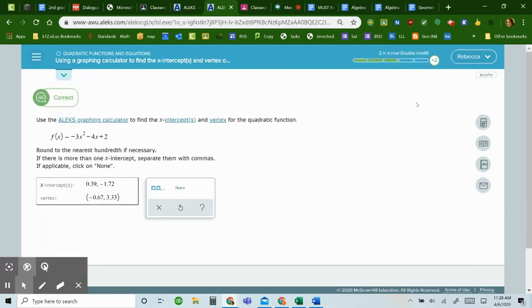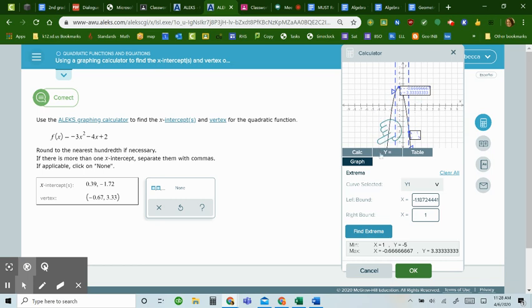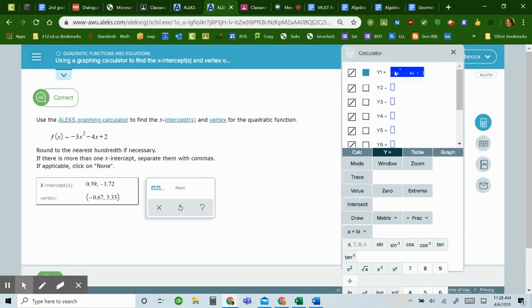So that is how you'll use the Aleks graphing calculator to graph these parabolas. And again, to clear this out, you just go to the Y and you can select it and delete the problem and start over when you need a new one.